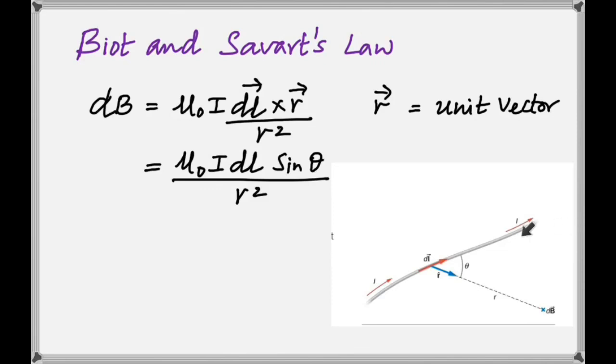So here's the diagram that explains everything. dl is the length of that segment, r is the distance to the point where you want the magnetic field. Theta is the angle shown. I is the current flowing.